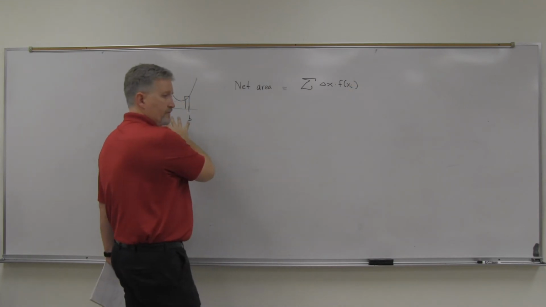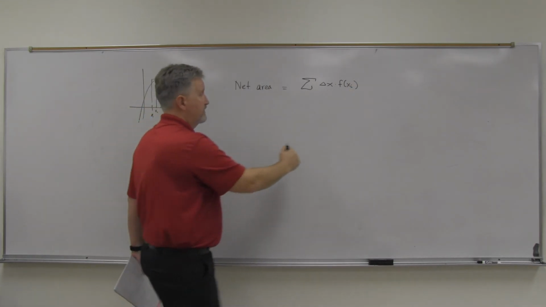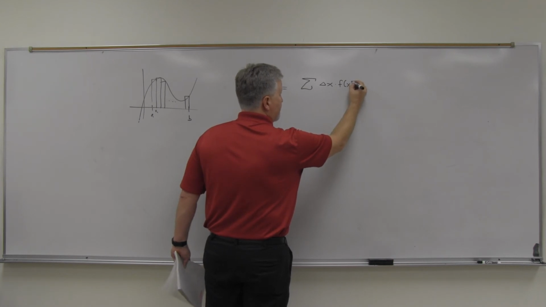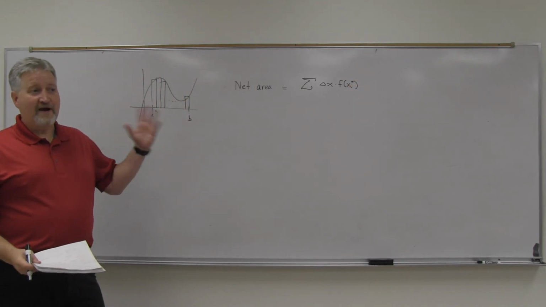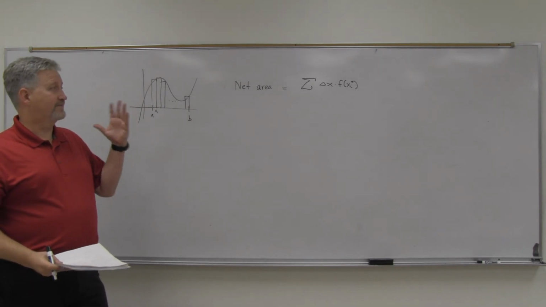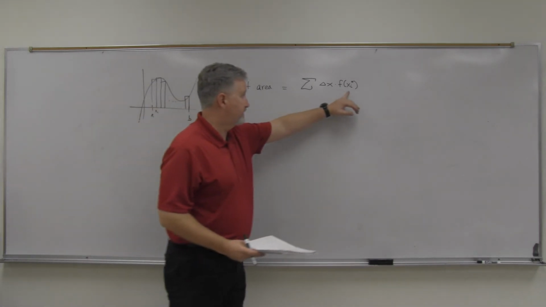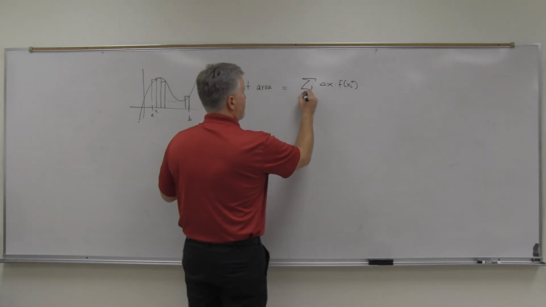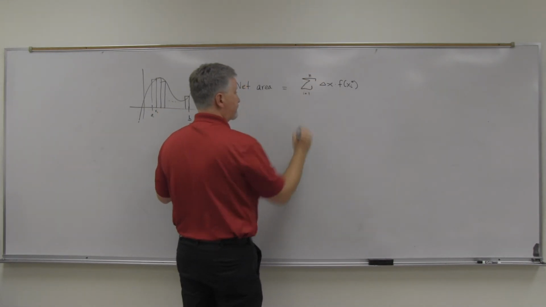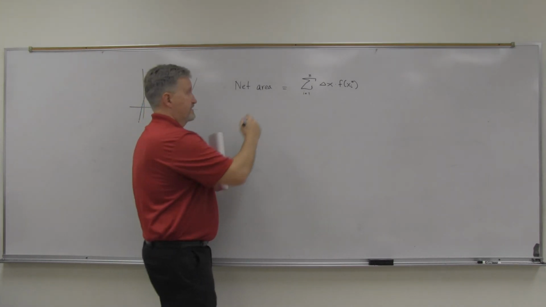I used right-hand endpoints here, but we can use midpoints. Sometimes they just use a little star there to denote: pick one, right-hand endpoints, midpoint, something. You could use several options here. That approximates, and i here runs 1 to n. That approximates it.